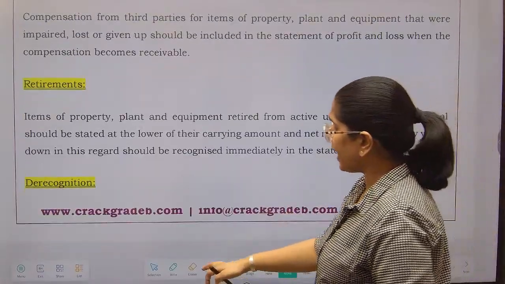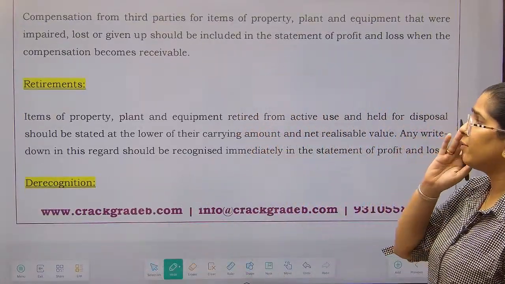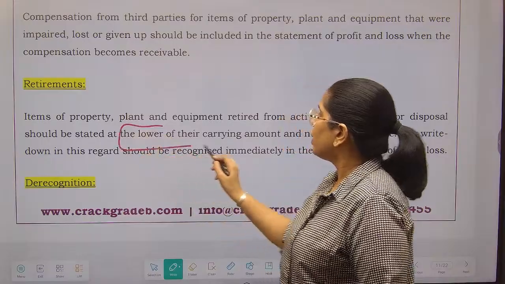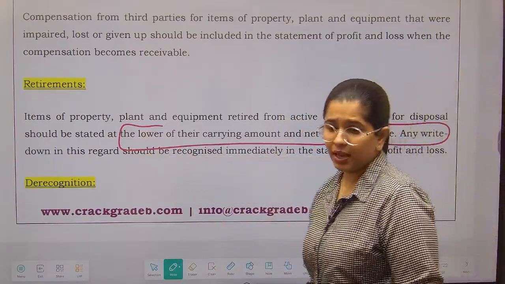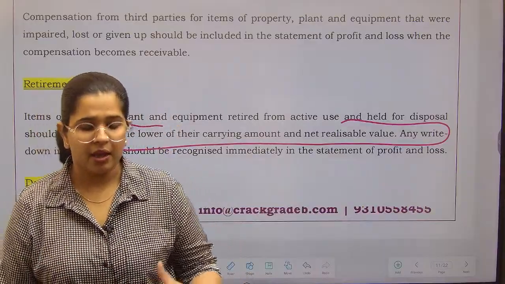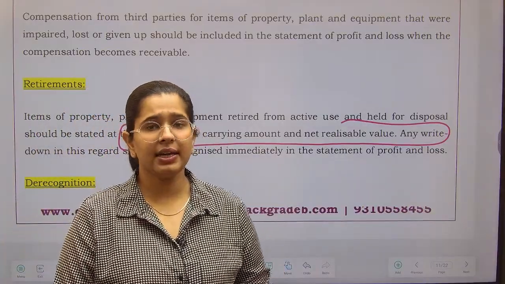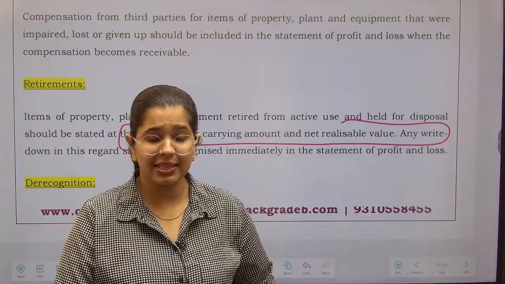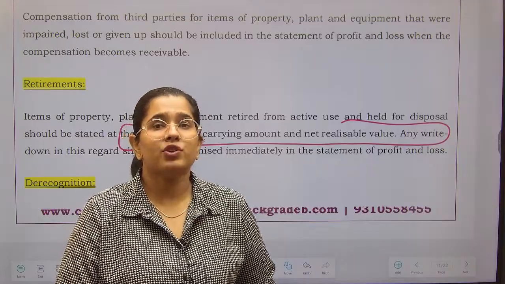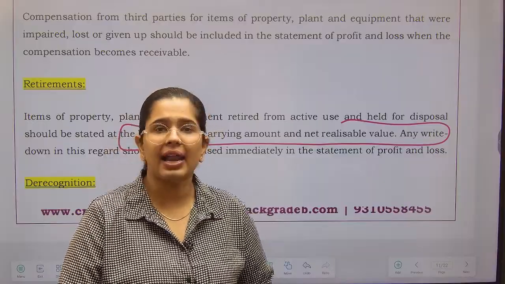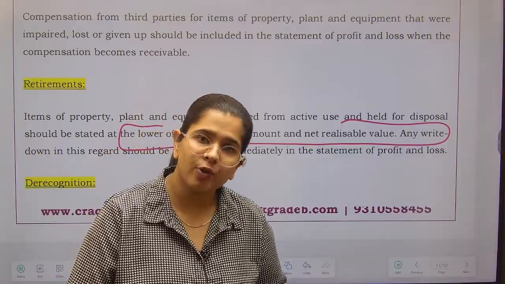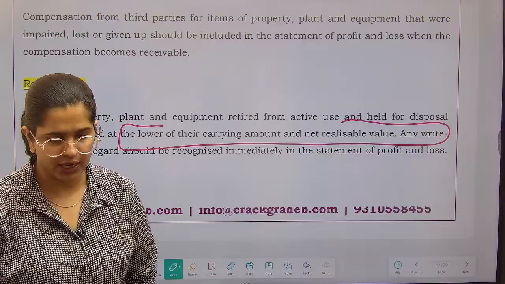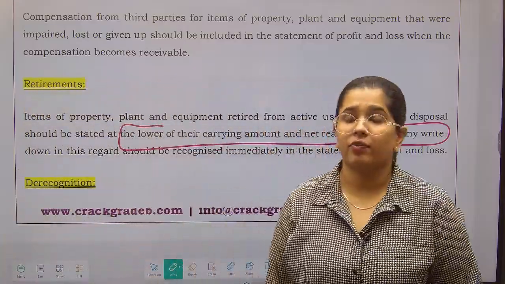Now retirements, ये चीज इसमें आपको ये याद रखना है, item of PPE retired from active use and held for disposal should be stated at lower of their carrying or NRV, net realizable value. ठीक है, इस वैल्यू पे आपको जो आपके retired assets हैं वो represent करने पड़ेंगे. For example, I had a machinery and I no longer use it, right? It is with me still, but I am trying to sell it. ठीक है, मैं इसको बेचना चाहती हूँ. It is not in active use, so it is retired. So किस value पे I should account it for? It should be accounted for at the carrying amount or net realizable value. ठीक है, या तो NRV या फिर carrying amount.